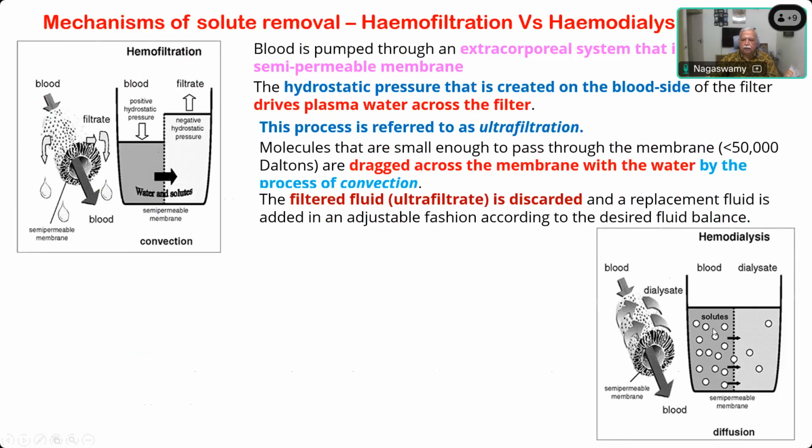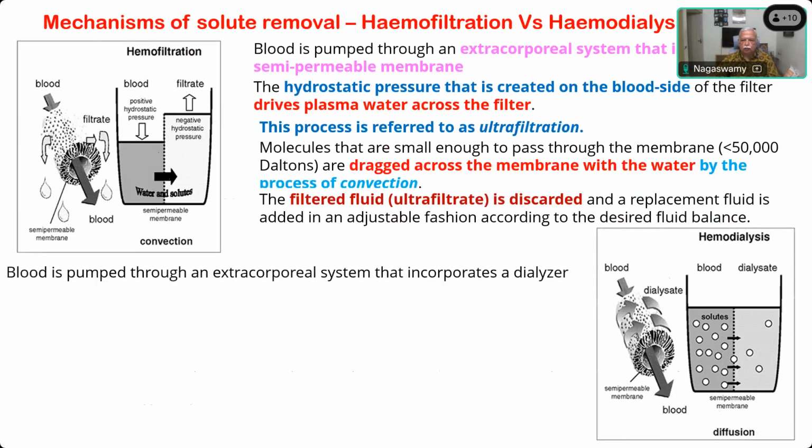Because of the higher concentration of urea particles, they will go into the dialysis fluid where there is no urea at all, and the removal here is mainly based on the concentration gradient. And this process is called the diffusion process. So here it is the convection process, here it is the diffusion process. And that is the difference between hemodialysis and hemofiltration.